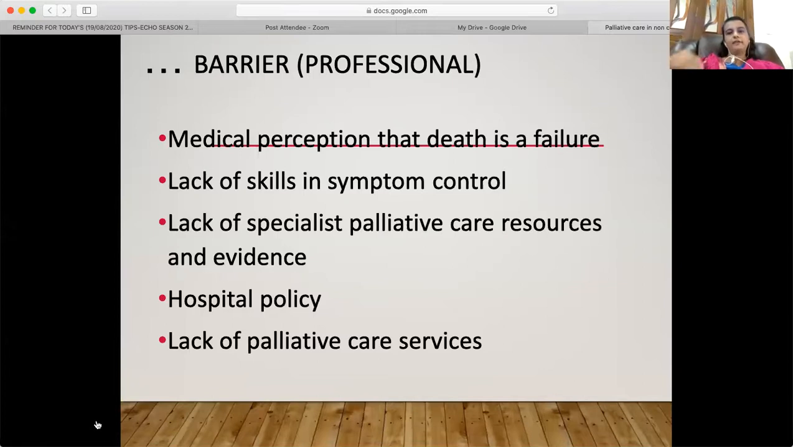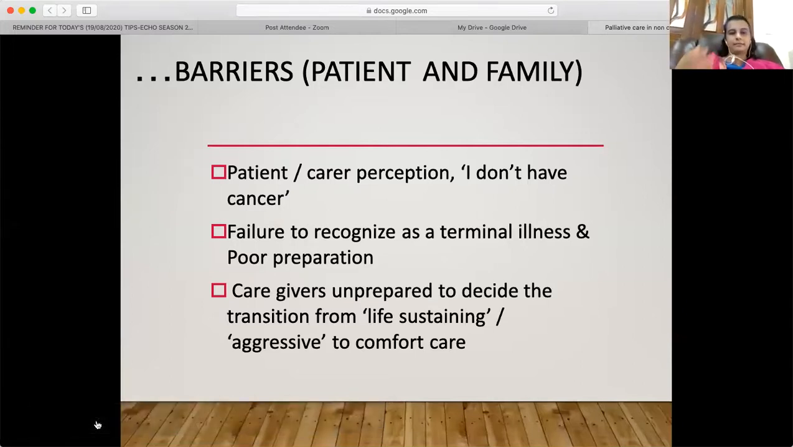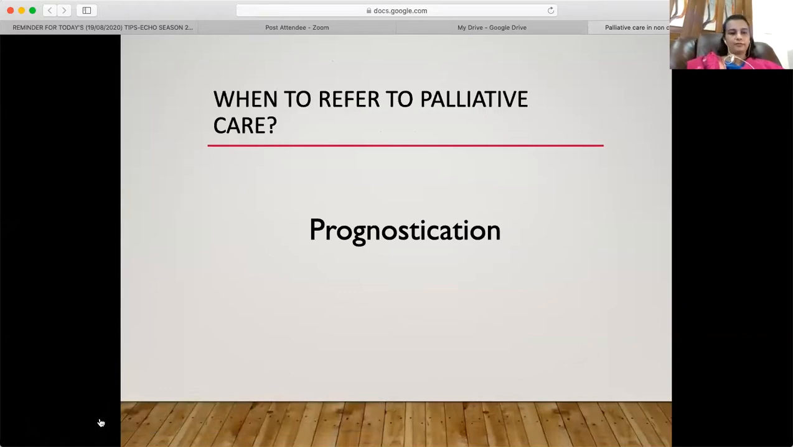Sometimes there aren't enough palliative care services nearby, so there's nobody to refer to. As far as the patient and family are concerned, there are also some barriers. The patient feels, I don't have cancer, so why should I see a palliative care physician? Sometimes they fail to recognize it's a terminal illness, and they don't want to accept that it's a terminal illness. So how can we help these physicians? How can we help them to identify these patients? When can you refer to palliative care?